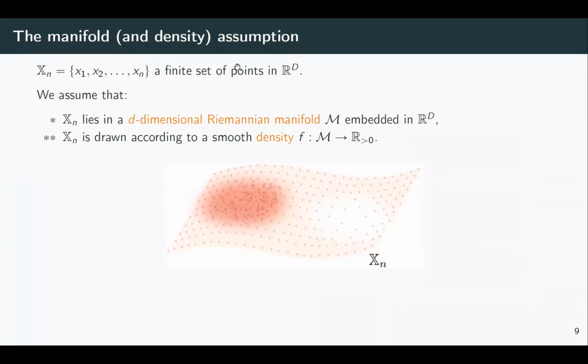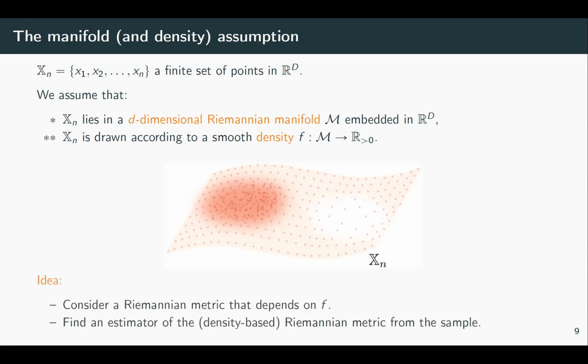Given the sample, this finite set of points in Euclidean space, we will assume that the data belongs to a manifold. This is the so-called manifold assumption. But we also will be aware of the density that produced the sample. So we know, at least in our mind, that there is some density function defined over the manifold that produced the sample. Of course, in the real setting, we don't know the manifold either, and we don't know the density, but we want to take into account this information in some way. So the strategy will be the following.